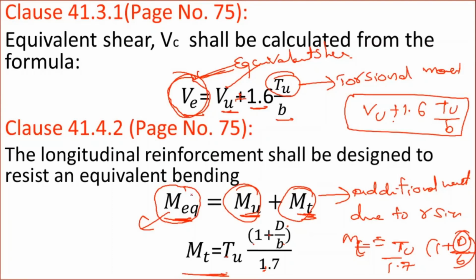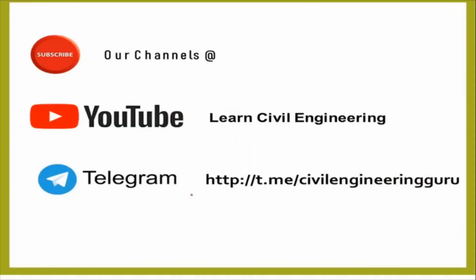So this is about section 5 of the IS 456-2000. Hope you enjoyed this video. In the next video, we are going to see what the annexures available in the IS 456-2000 are. The first annexure is regarding the working stress method. That we will see in the next video.